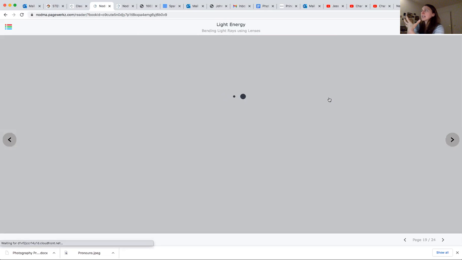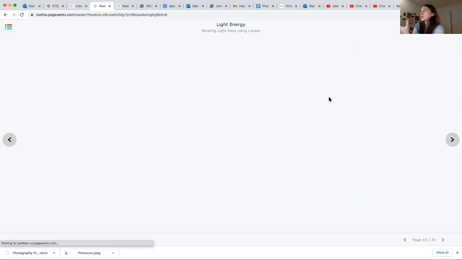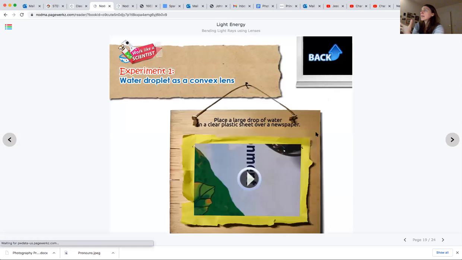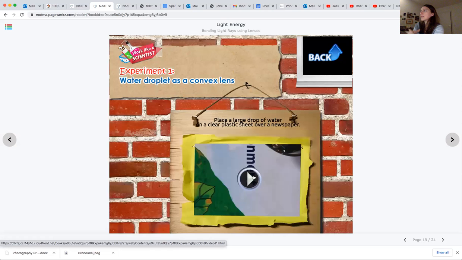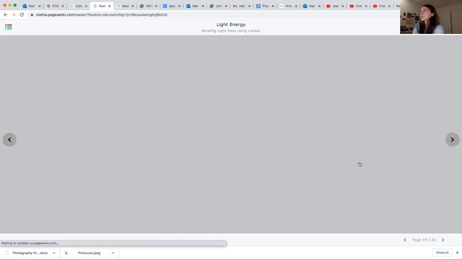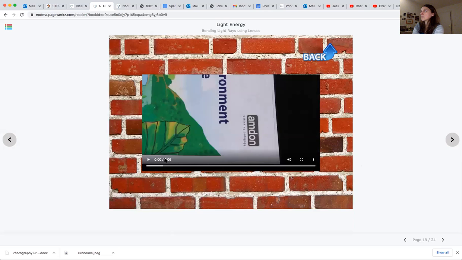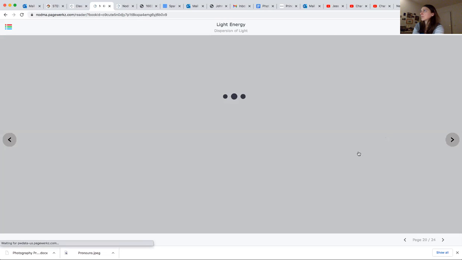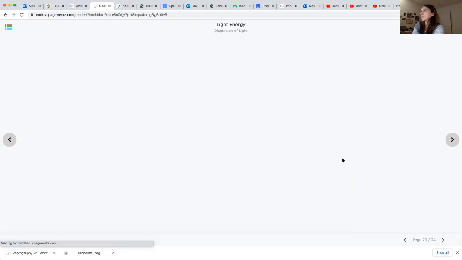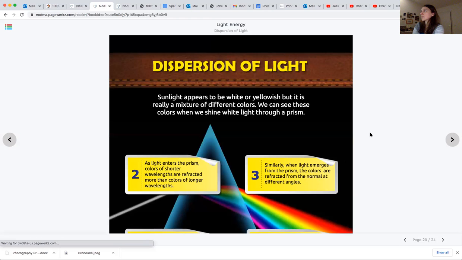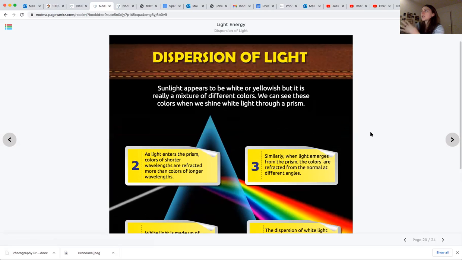So there's a little bit of an explanation there, and then it asks the students to go and try things themselves, like this, for example. Does the water work as a convex lens? What's the evidence? So at each point, it's asking different questions.